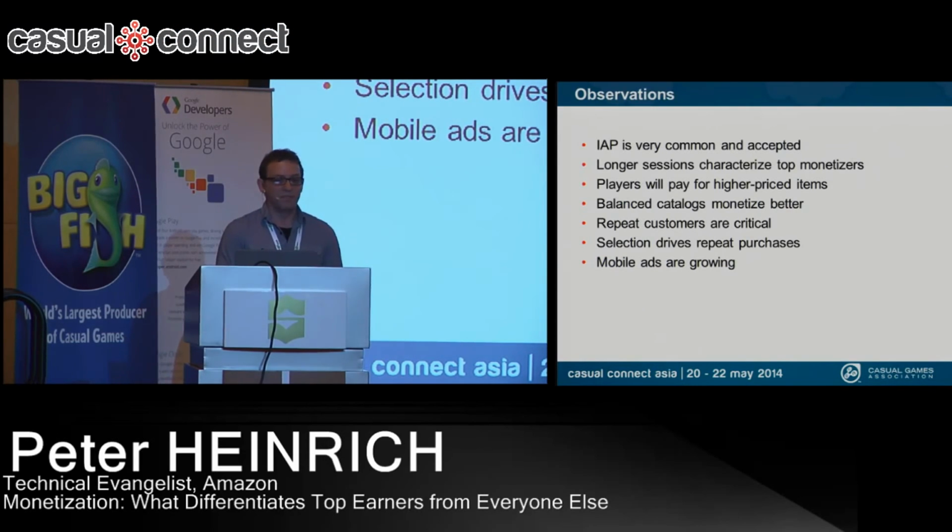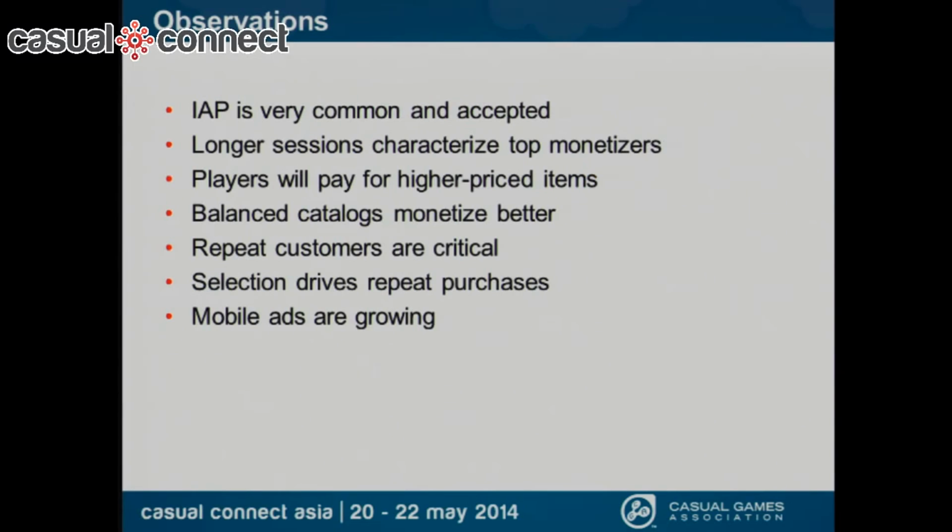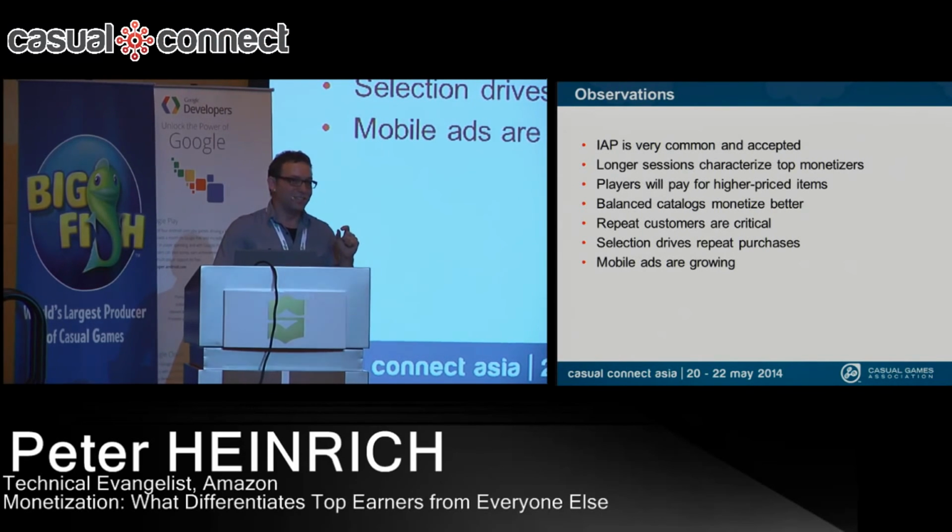So, our observations: IAP is very common, very accepted. We found that longer sessions characterize the top monetizers, and that players will have no trouble paying for higher priced items. They become price insensitive over time. Balanced catalogs provide better conversion than random catalogs, and repeat customers are critical because of the long tail of your key customers. The 2% at the top are generating most of your revenue, and we found that the greater the selection, the more you'll tend to make.